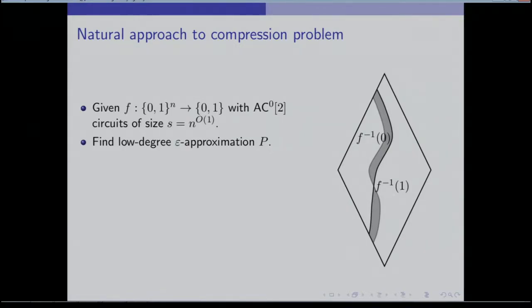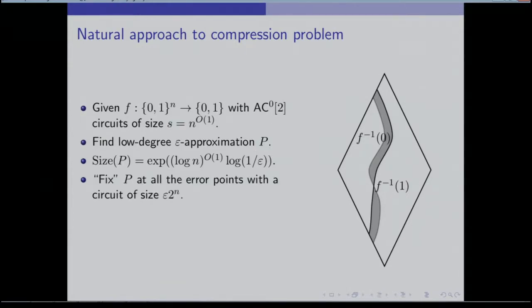Then I know at what points it's erring, because I have the truth table of the function and I have the polynomial, I can just compare them. I know at what points it's erring. The size of this polynomial is not very big. As I said, it's a depth 2 circuit. It's a low degree polynomial. It's not very big.